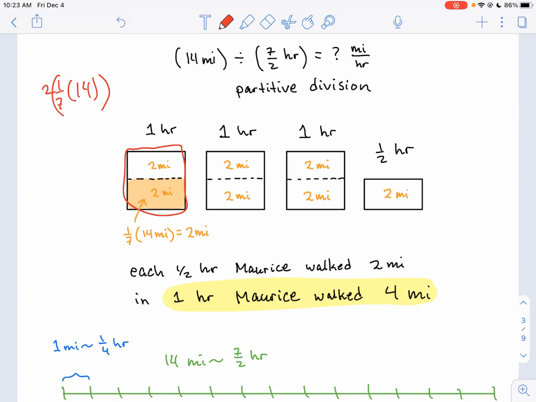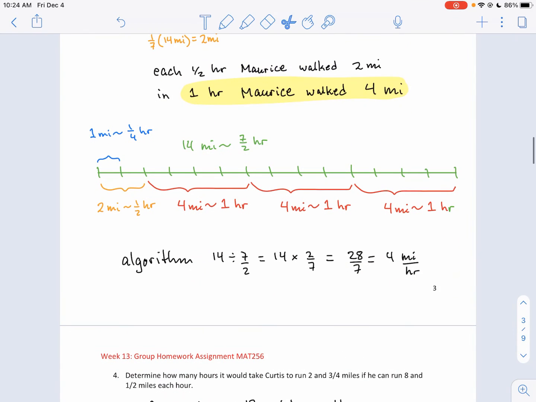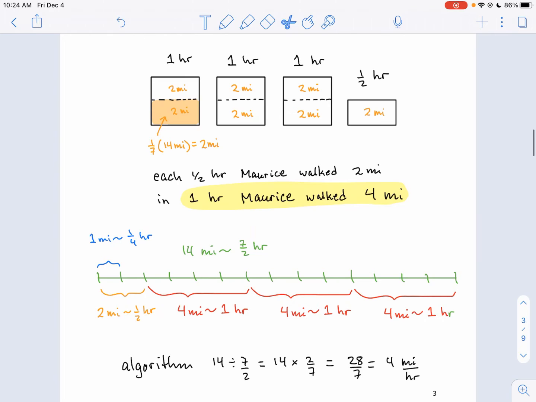Well, you can see the invert multiply algorithm happening here. And that helps understand why the invert multiply algorithm even works in the first place. I do the algorithm down here. I just did 14 divided by 7 halves, inverted, multiplied, etc. I got 4 as an answer.